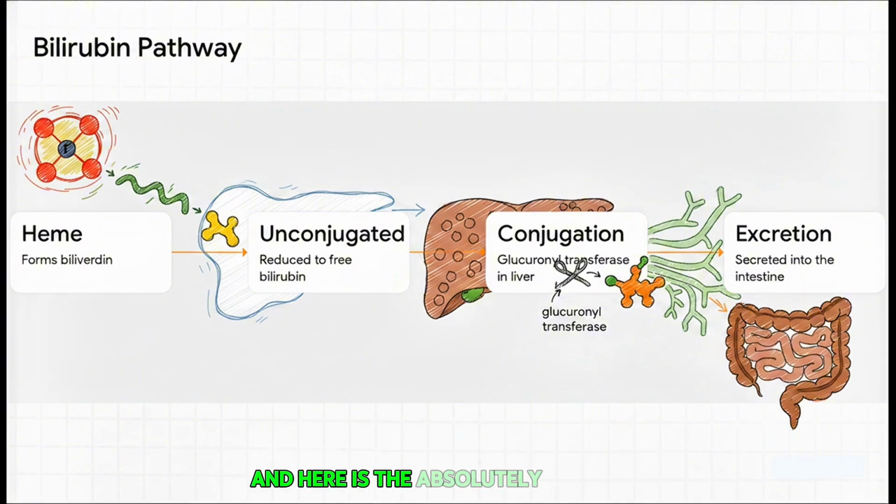And here is the absolutely critical step. Once inside the hepatocyte, it meets the vital glucuronyl transferase enzyme system. About 80% of it gets conjugated with glucuronic acid to form bilirubin glucuronide. Boom! It's now completely water-soluble and can be safely secreted into the bile canaliculi and eventually right into the intestine.